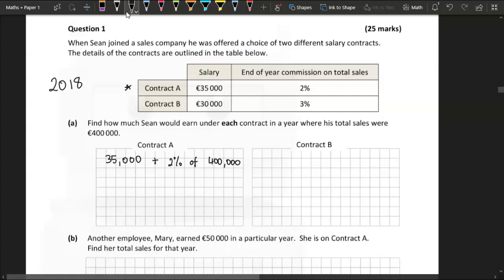Whereas in contract B, he's going to get 30,000 plus 3% of 400 grand. So all you've got to do is work out the numbers, add them together, and see what it works out to be. In this particular one, when you work this out, this is going to give you 43,000. I'm making an assumption that people are okay with doing percentages. In this particular example, we've got 42,000. So although the 3% looks nicer, this is definitely the better option, the 43,000.